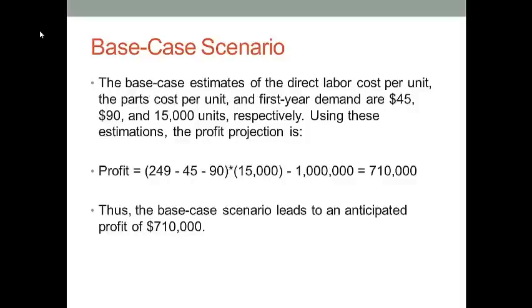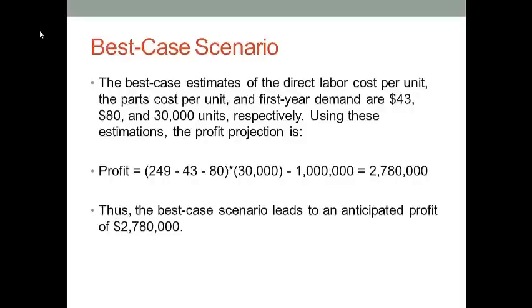For instance, in the base scenario, the analysts estimate that the direct labor cost per smartphone is $45. The part cost per smartphone is $90. And the first year demand is 15,000 units. If they put all this estimated value in the total profit equation, the first year total profit could be $710,000 in this base scenario.